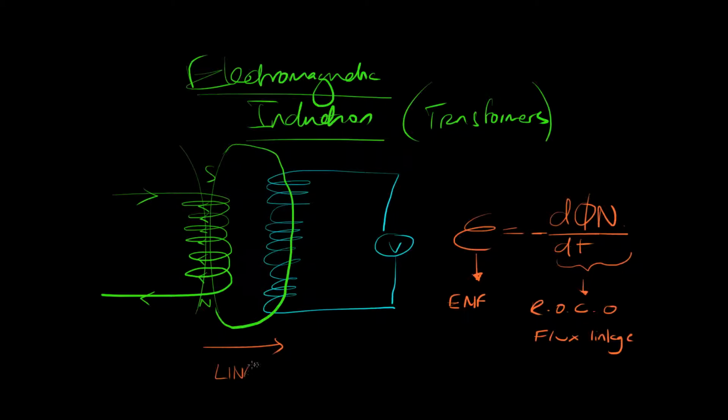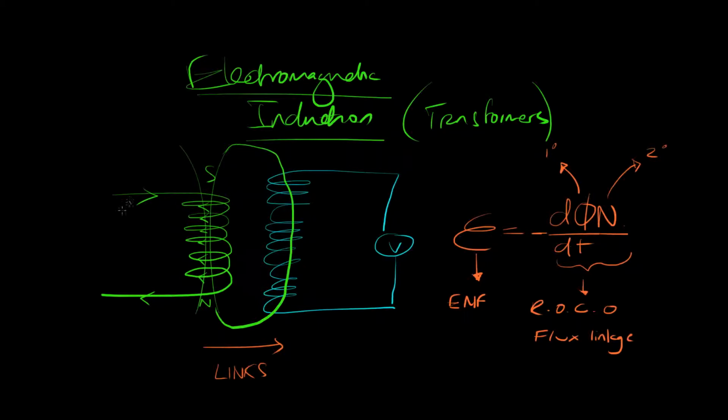Okay? And this flux linkage depends on two factors. It depends on the flux from the primary, so this is based on the primary coil, and the number of turns on the secondary coil. Okay? The number of turns on the secondary coil. And the rate of change of this is determined when there's a change in the current that's being generated here.